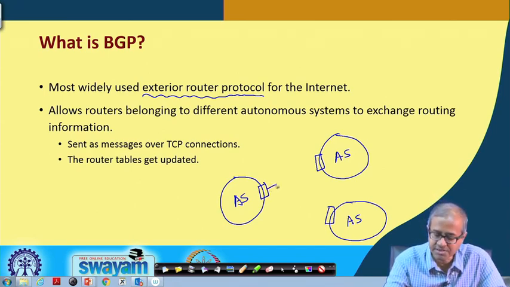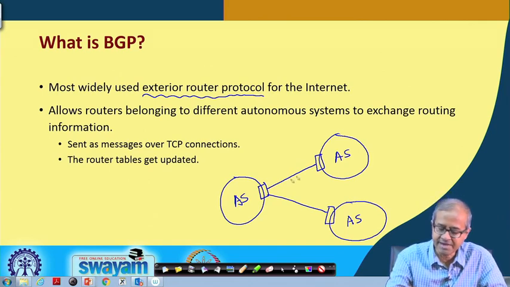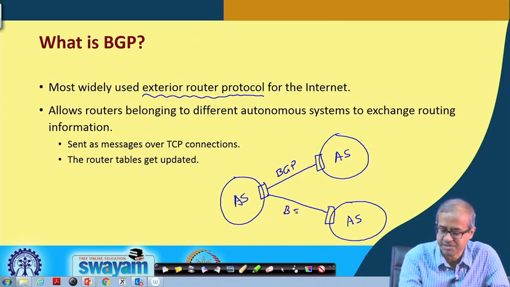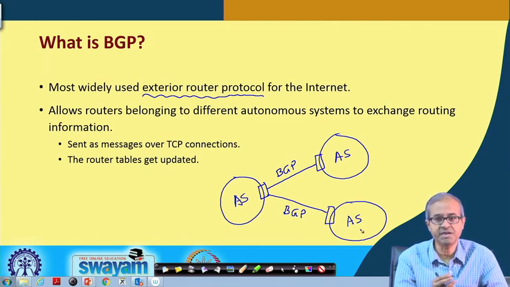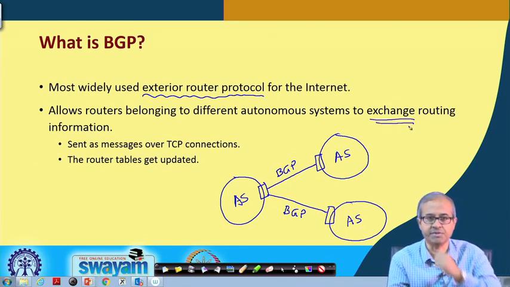These border routers can connect with each other depending on how you want to connect. There can be multiple ways of connection, and it is over these links that connect the border routers that you have this BGP protocol running. So, you will also have BGP here, but inside the autonomous systems we will have some of the interior router protocols running. Okay. Now, what is the role of BGP?